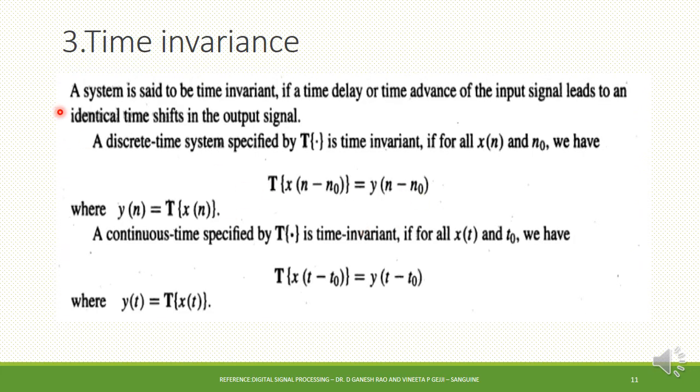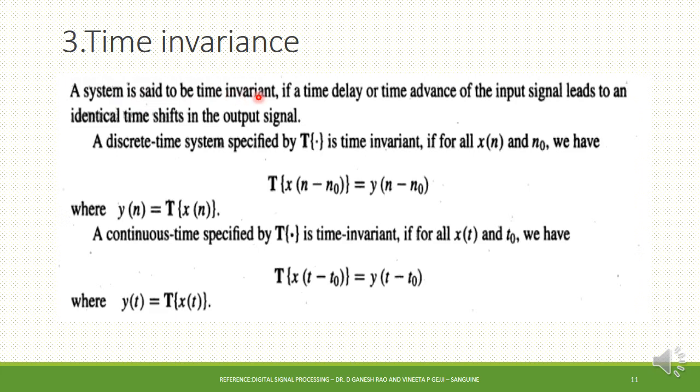So next, the third one is time invariance. What is time invariance? If you delay the input, the output is delayed by the same time. For example, after switching on the system, if I give the input after 5 nanoseconds, the output also you are going to get after 5 nanoseconds. That is called the time invariance property. Let us see the definition of that one.